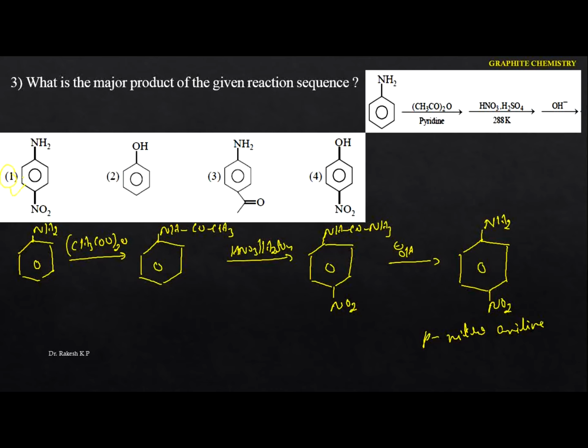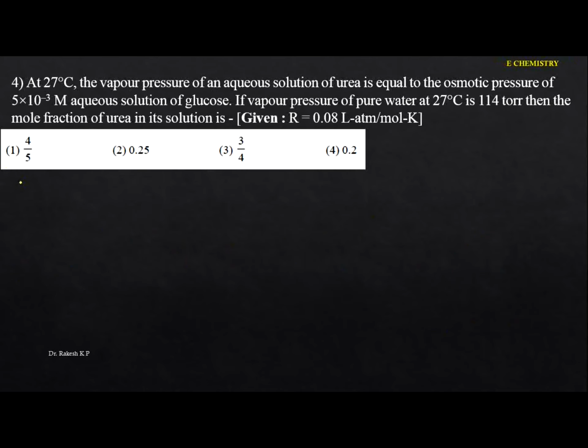Okay, so next one. At 25 degrees Celsius, the vapor pressure of an aqueous solution of urea is equal to the osmotic pressure of 5 into 10 to the power of minus 3 molar aqueous solution of glucose. If the vapor pressure of pure water at 27 degrees Celsius is 114 torr, then the mole fraction of urea in its solution is. But see the given conditions here: the vapor pressure of the aqueous solution.